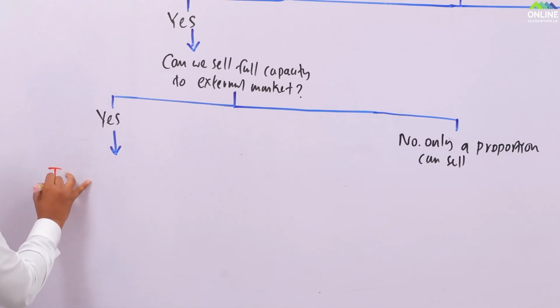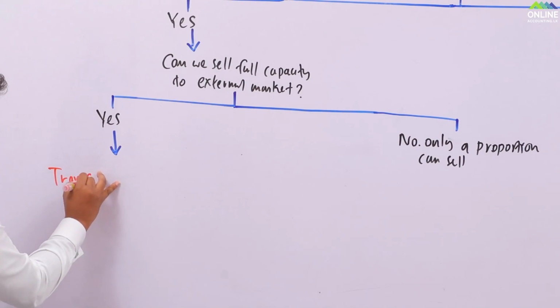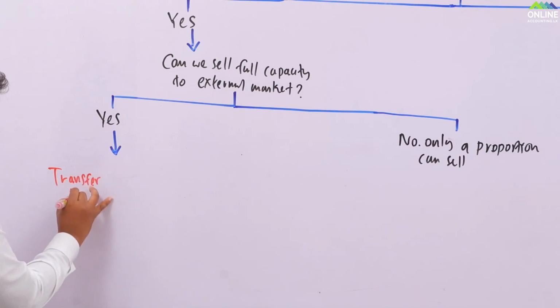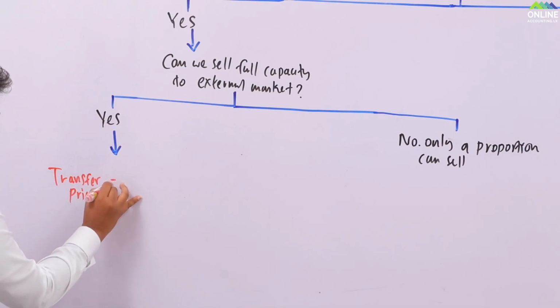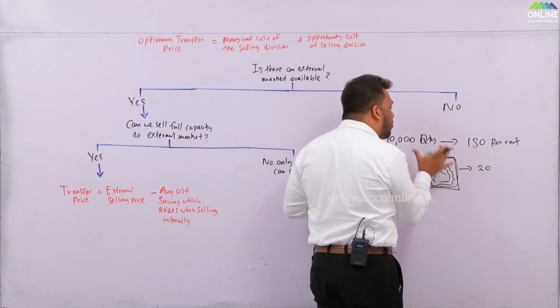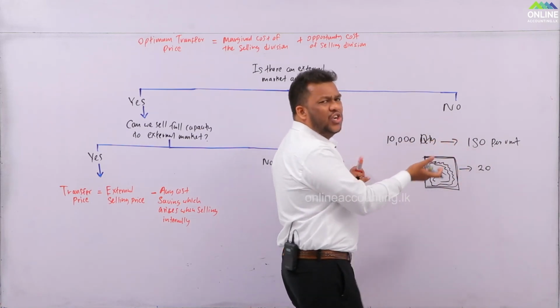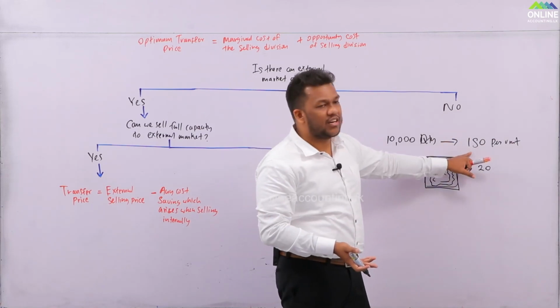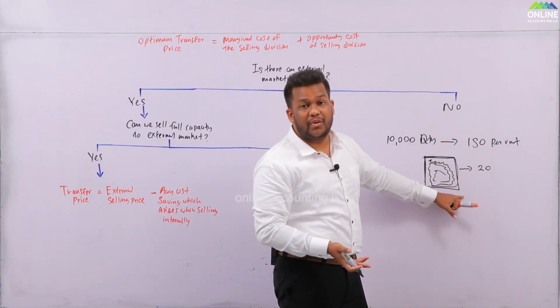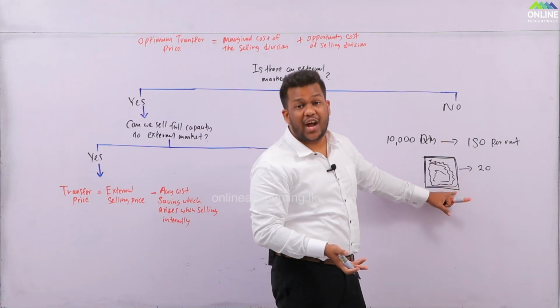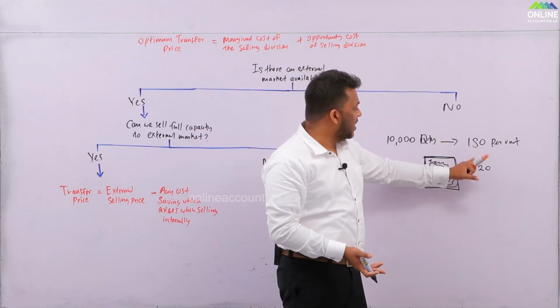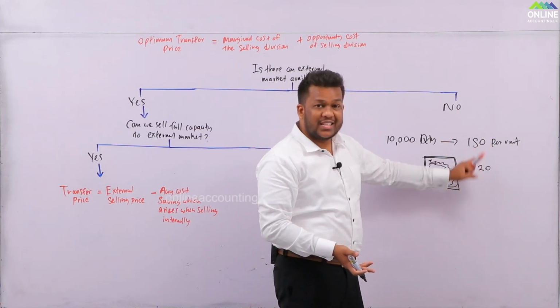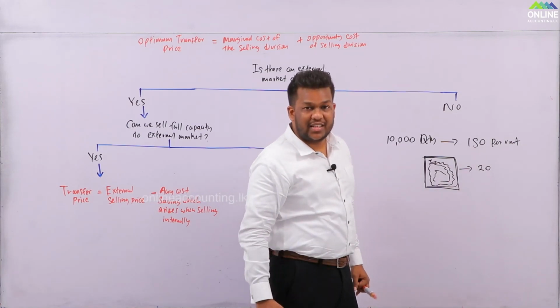In that case, your transfer price is what? Tell this internally without the packaging, because packaging is not needed. So you don't need to charge 150 because you are selling this without the package. So you can reduce this 20 and sell internally 130.